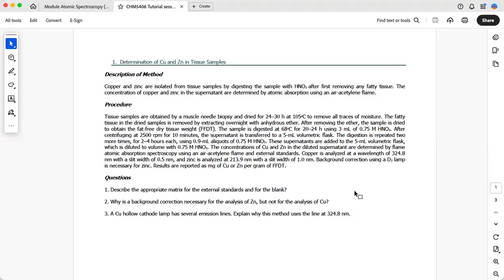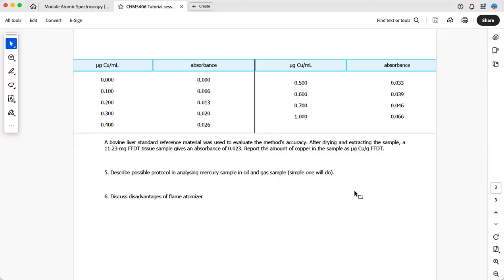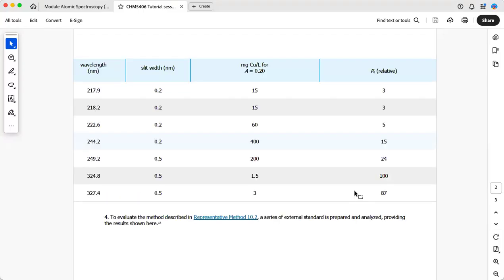Why is the background correction necessary for analysis of zinc, but not for analysis of copper? A copper hollow cathode lamp has several emission lines. Explain why this method uses the line at 324.8 nanometer. So you have to answer all this. And you are given the reading. To evaluate the method described above, a series of external standards is prepared and analyzed, providing the result shown here, which is, okay, where is the result?